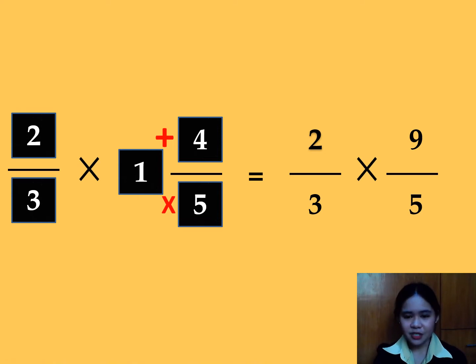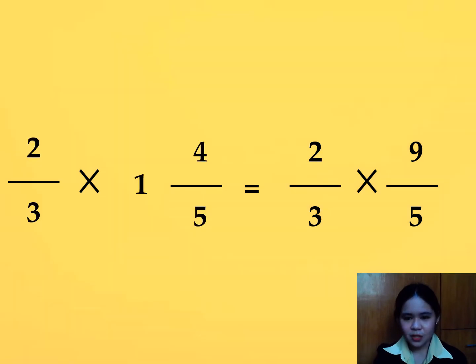The next step is to use the cancellation method if possible. So let's see if the numerators and denominators have a common factor. Let's see the denominator of the multiplicand, which is 3, and the numerator of the multiplier, which is 9. So 3 and 9 have a common factor, so we need to cancel 3 and 9.